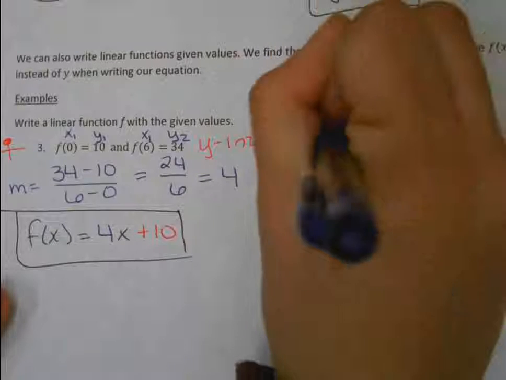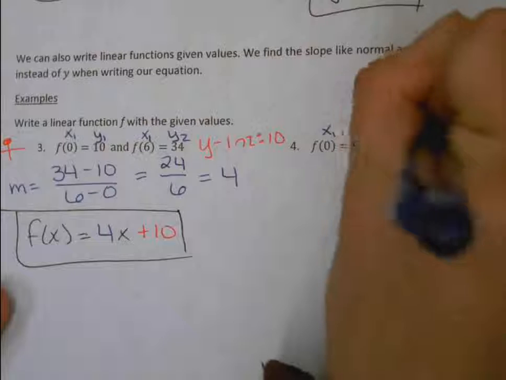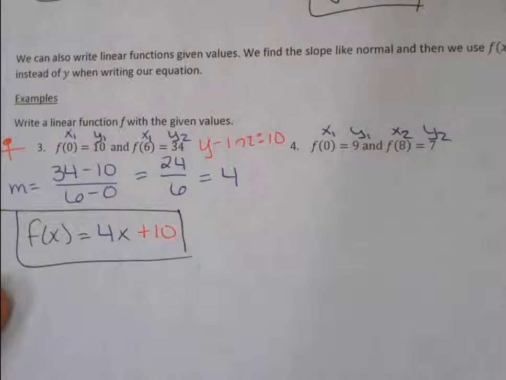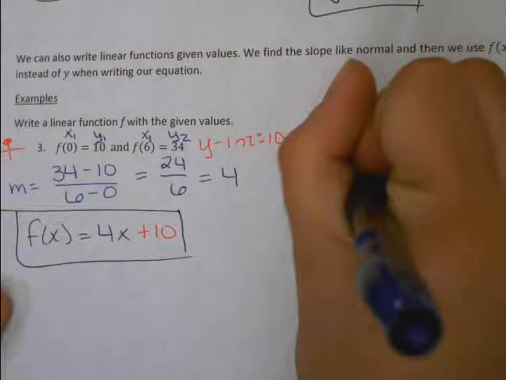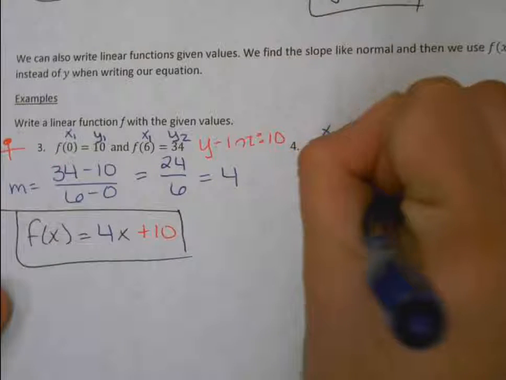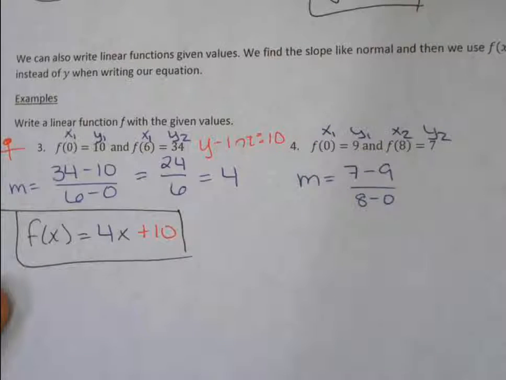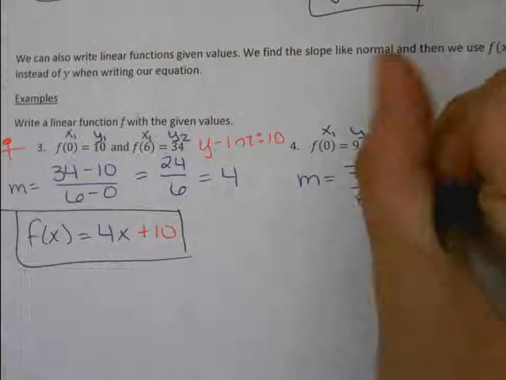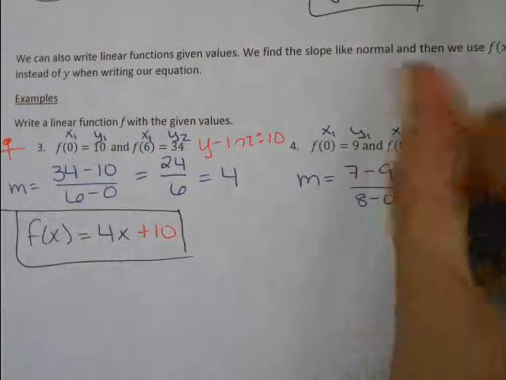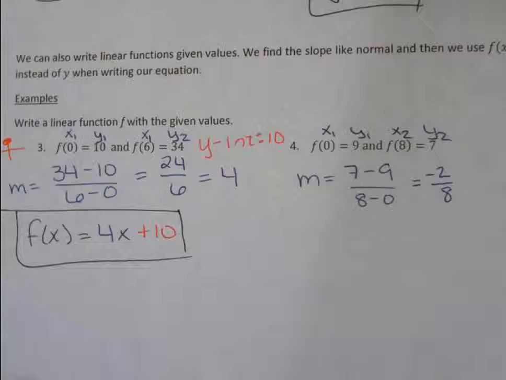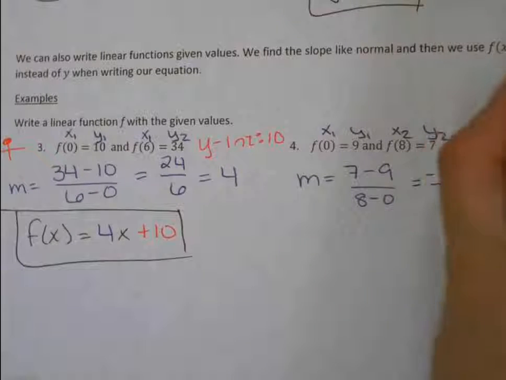So same thing for number 4. I start off with my x1, y1, x2, y2. Then I plug them in. I get m equals 7 minus 9 over 8 minus 0. What is 7 minus 9? Negative 2. And 8 minus 0? 8. Should I leave my fraction like this? No, I should simplify it. What does it simplify to?